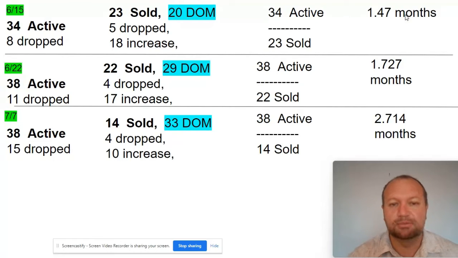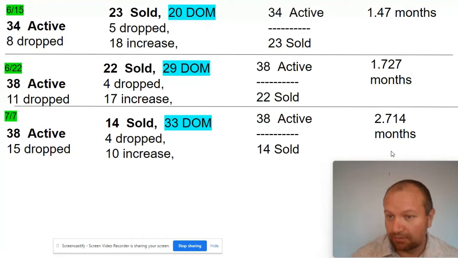Now the absorption rate, the number of months of inventory on the market, it was 1.47, 1.7. Now it's 2.7. That's a great growth. That's showing the rise in interest rates. Right now we're in July, so that's showing the effect of the rise in interest rates in May and June.